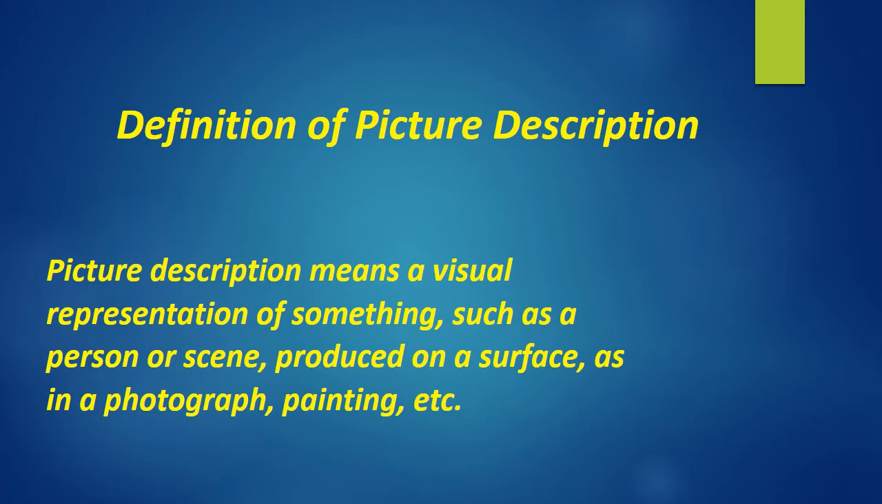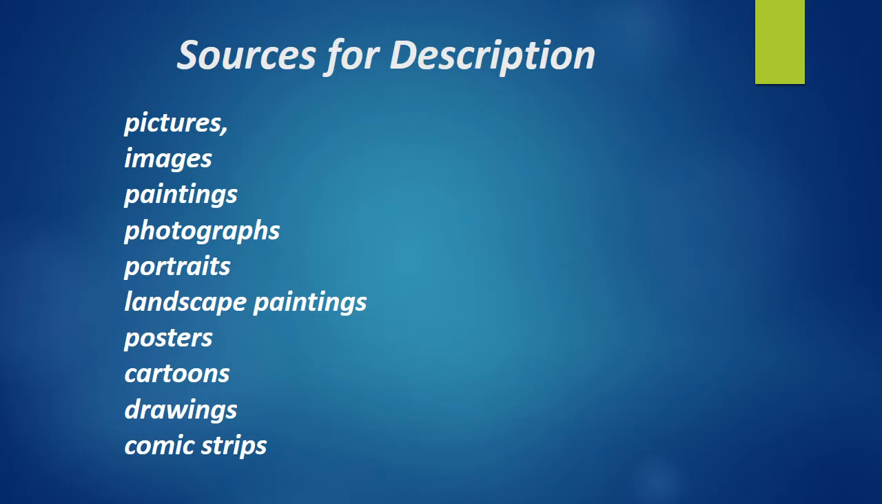Now I'm going to give you a brief definition of picture description. Picture description means a visual representation of something, such as a person or a scene produced on a surface as in a photograph or painting. There are many resources for picture description. For example, pictures, images, paintings, photographs, portraits, landscape paintings, posters, cartoons, drawings, comic strips, and maybe some more sources are also there.